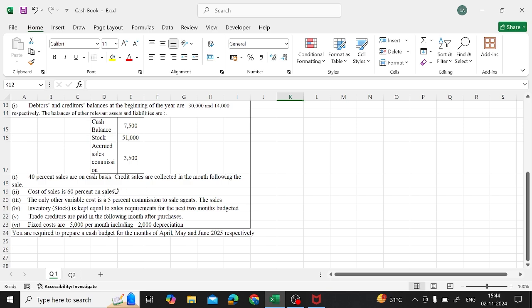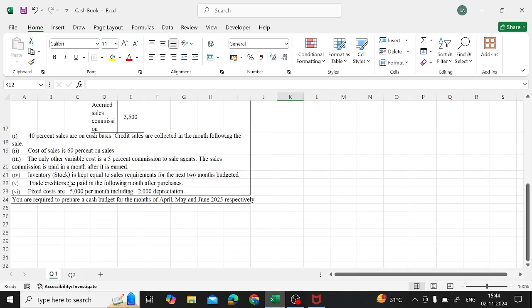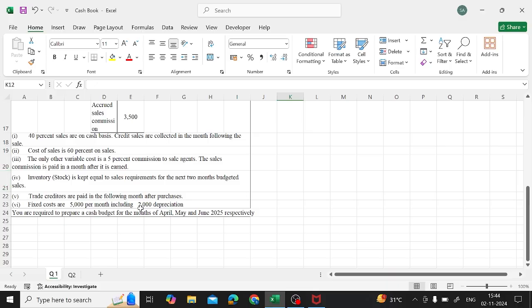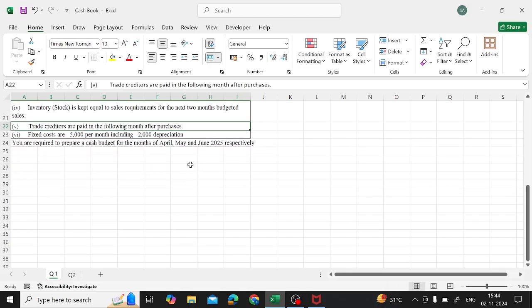The cost of sales is 60% of sales. The only other variable cost is 5% commission to the sales agent, and sales commission is paid in the month after it is earned. Inventory stock is kept equal to the sales requirement for the next 2 months' budgeted sales. Trade creditors are paid in the following month after purchases. Fixed costs are 5,600 per month including 2,000 depreciation. You are required to prepare a cash budget for April, May, and June.